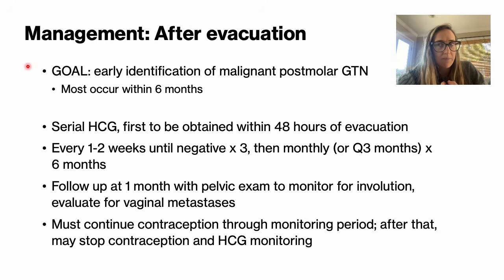The goal to identify GTN after the evacuation of a molar pregnancy is to identify it early. Most of the time you can pick up on this in the first 6 months. And so serial beta HCGs are going to be very important. So after the first 48 hours post evacuation, and then every 1 to 2 weeks until negative times 3, and then monthly times 3, and then you can space out to every 6 months. We do recommend continuing contraception because you don't want it to be confused, obviously, if someone does get pregnant during this time period.